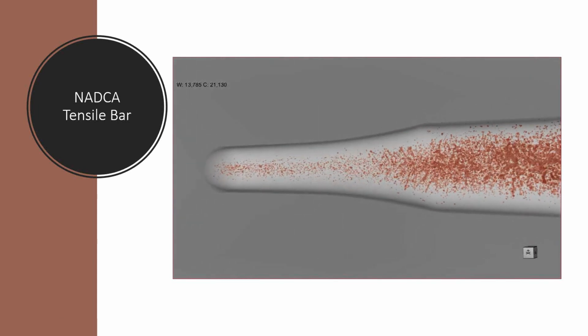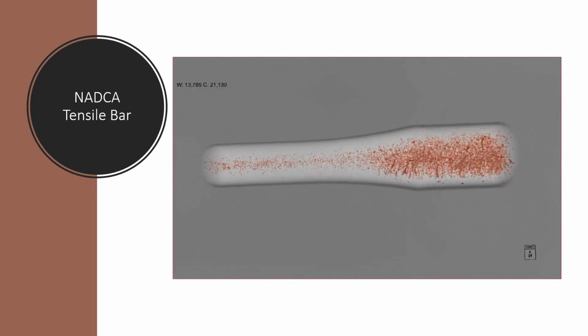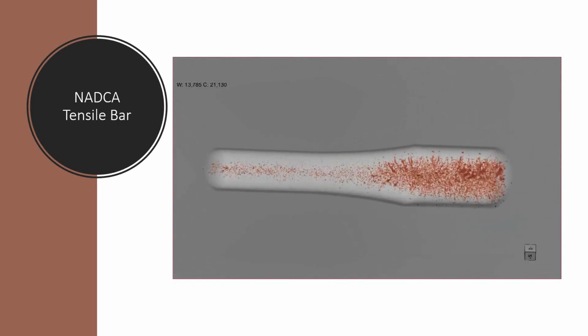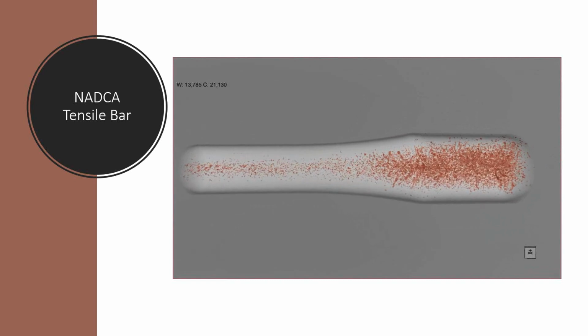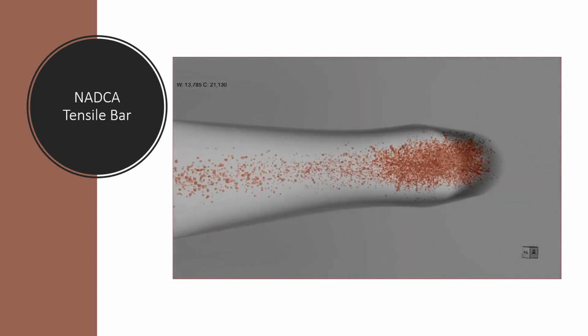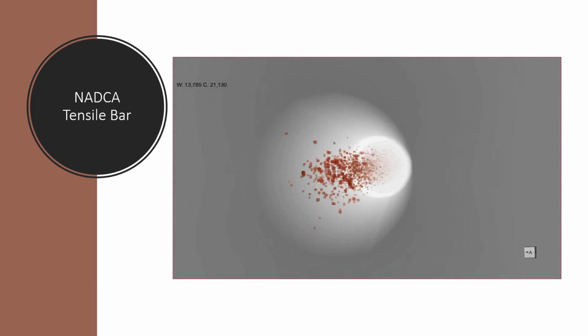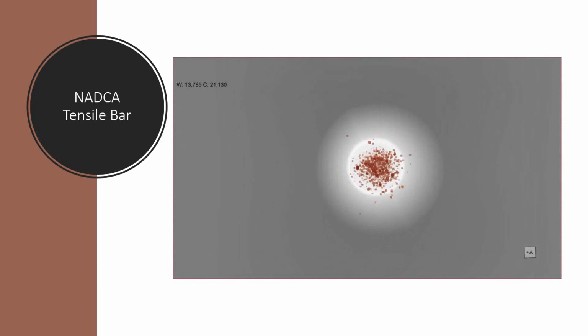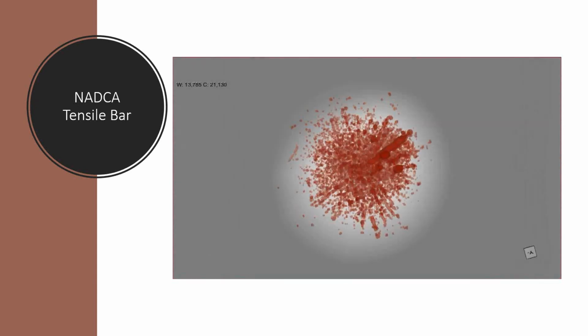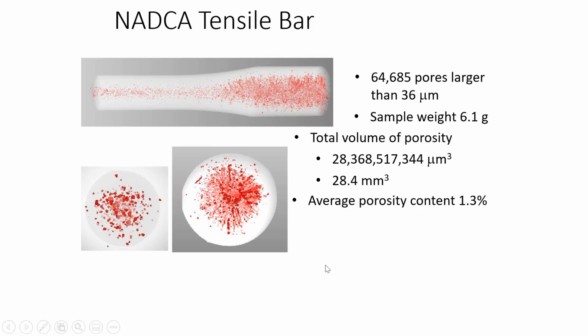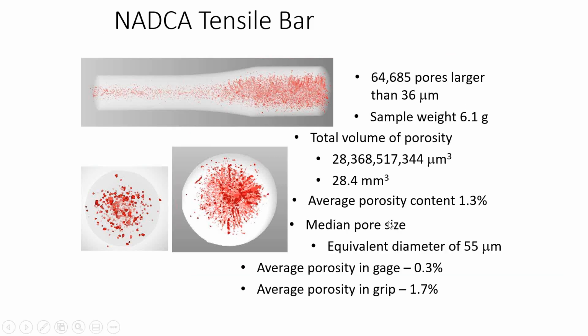So to touch on all of this, I first want to just show you CT scanning of a test bar. So this is a die-cast test bar. This is called micro CT scanning, and we can see porosity well down under 1/1000th of an inch. So we're seeing all the porosity in this particular sample. When you're looking at that particular test bar, we can then get data from that. There were 64,000 pores within that sample, total volume of 28.4 cubic millimeters. So the average porosity content is 1.3%.